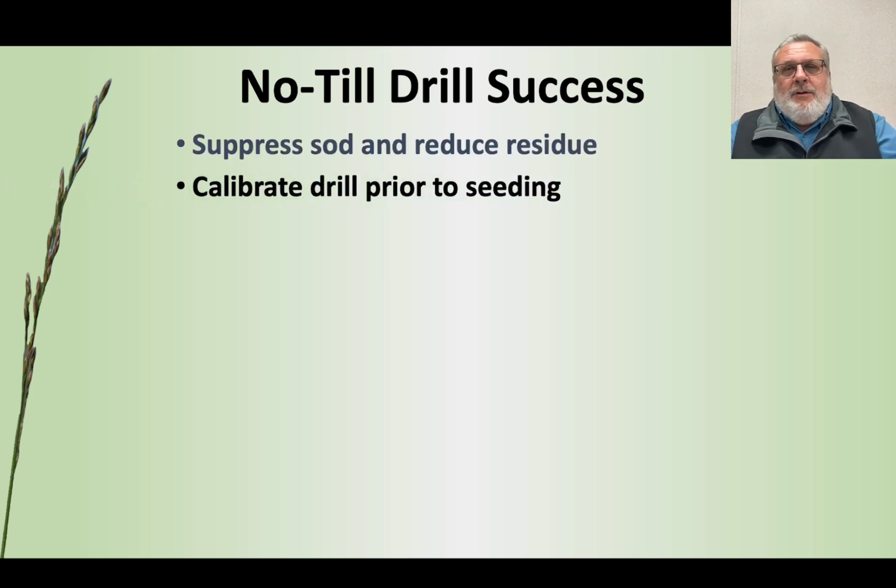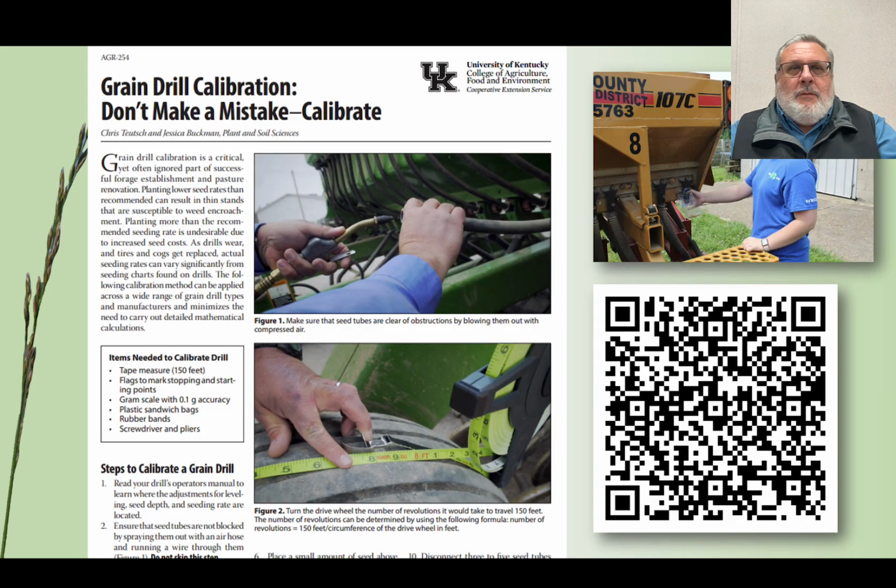We want to calibrate the drill prior to seeding. And we have a real nice drill calibration publication. It's kind of a universal method that works over any type of drill. So it works on a Hay Buster or a John Deere or a Great Plains. You can reach it by scanning this QR code or just Googling grain drill calibration UKY.